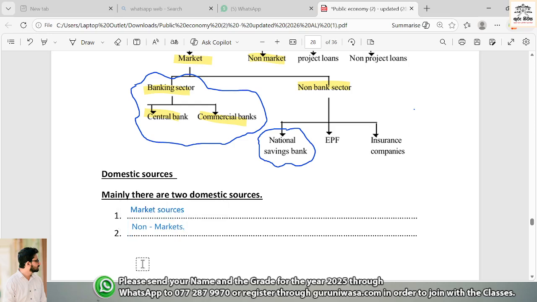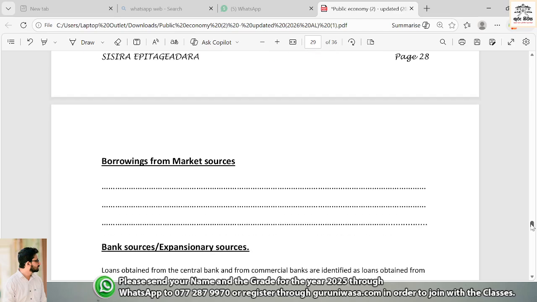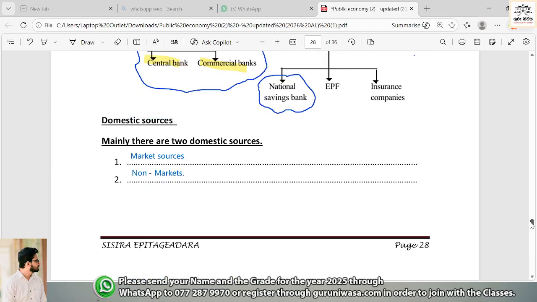What are the market sources and non-market sources? Are you okay with this, Buddha? Are you done? Market sources, non-market sources. Let me know once you're done. Done, sir. Sandeep?